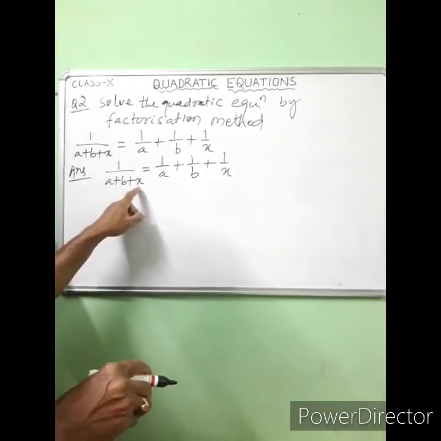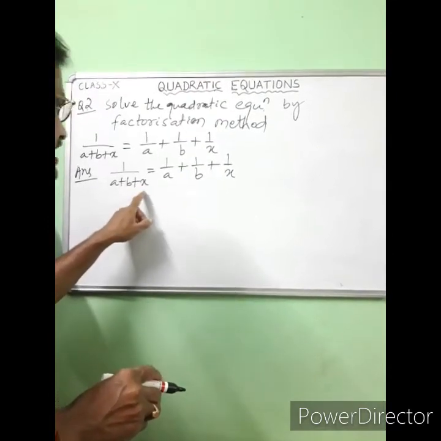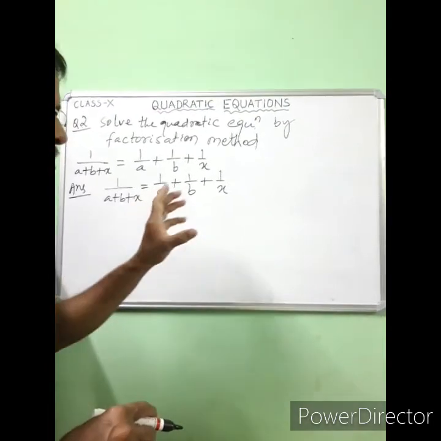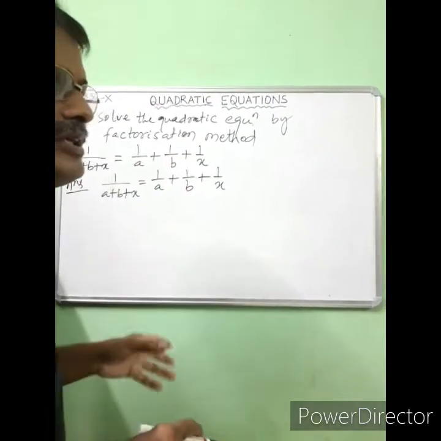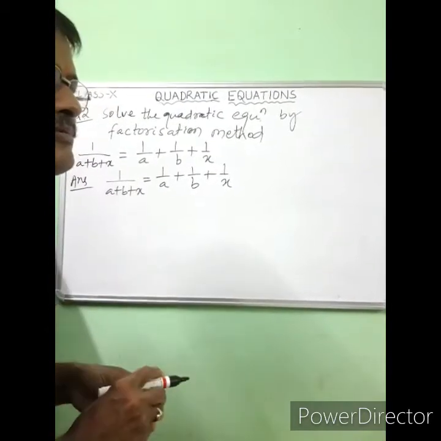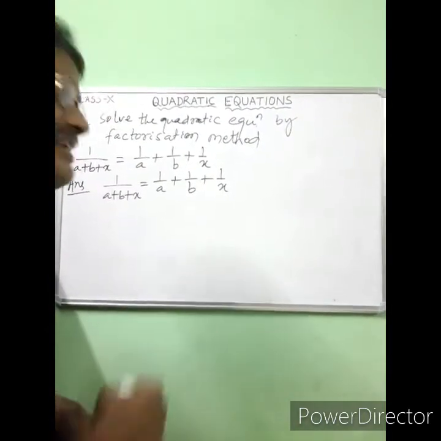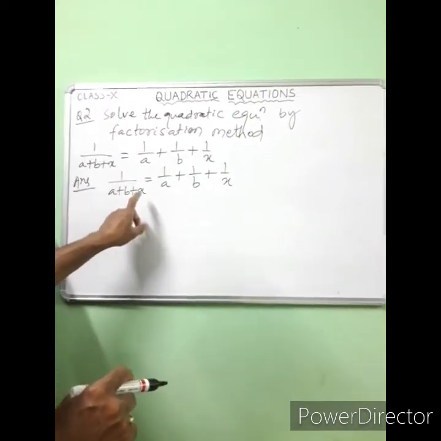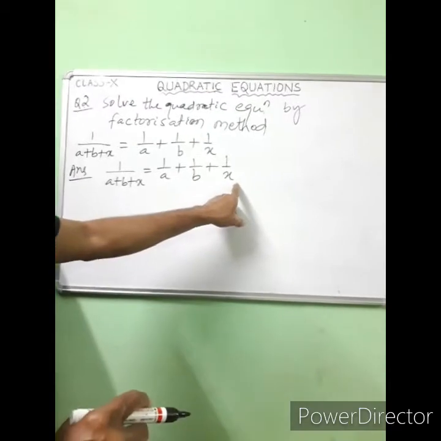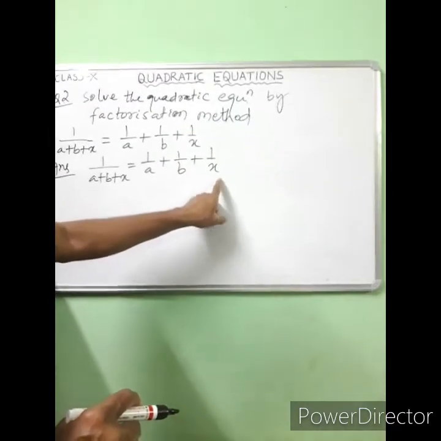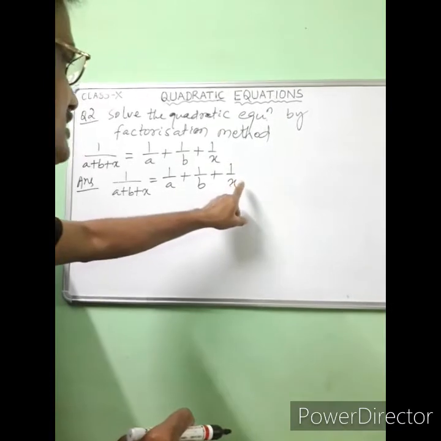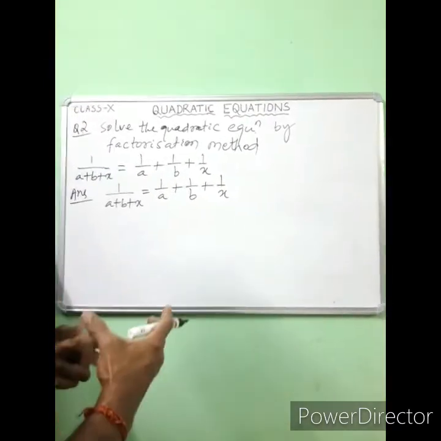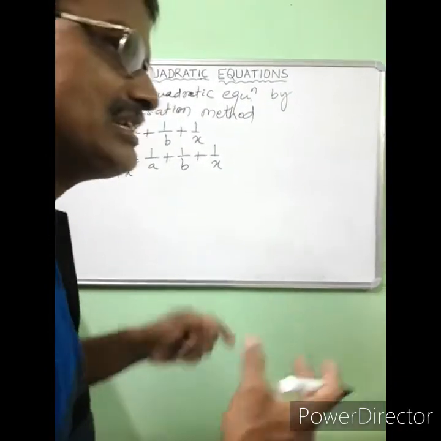Now here, which one is the variable? x. So let us keep the variable related terms on one side. Here x is the variable related term, and here also 1 by x is a variable related term. So let us keep the variable related terms on one side.